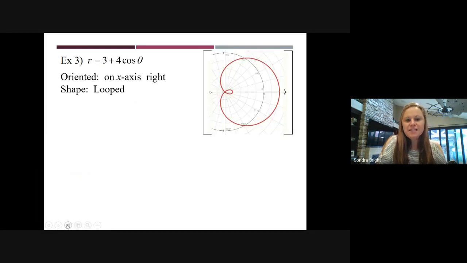That's what Desmos looks like. Yay! Okay. Beautiful. Let's do another one.